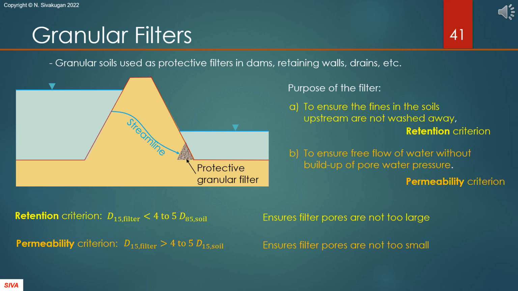Retention criterion requires that D15 of the filter is less than about 4 to 5 times the D85 of the soil it protects. Permeability criterion requires that D15 of the filter is greater than 4 to 5 times D15 of the soil.